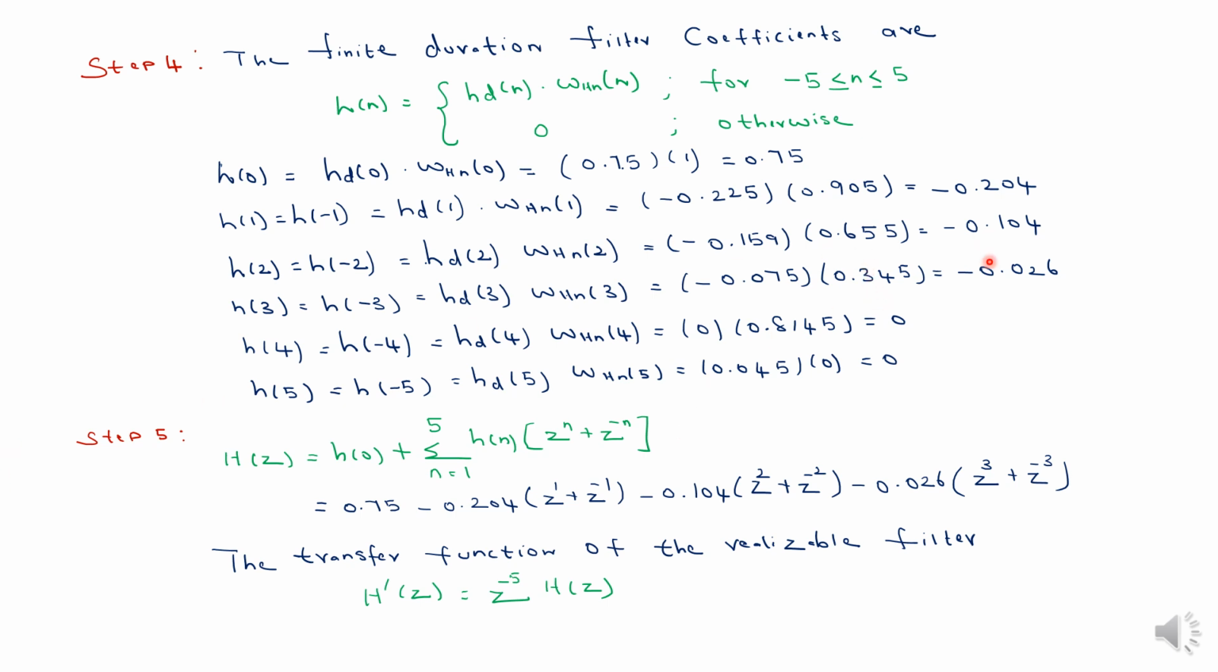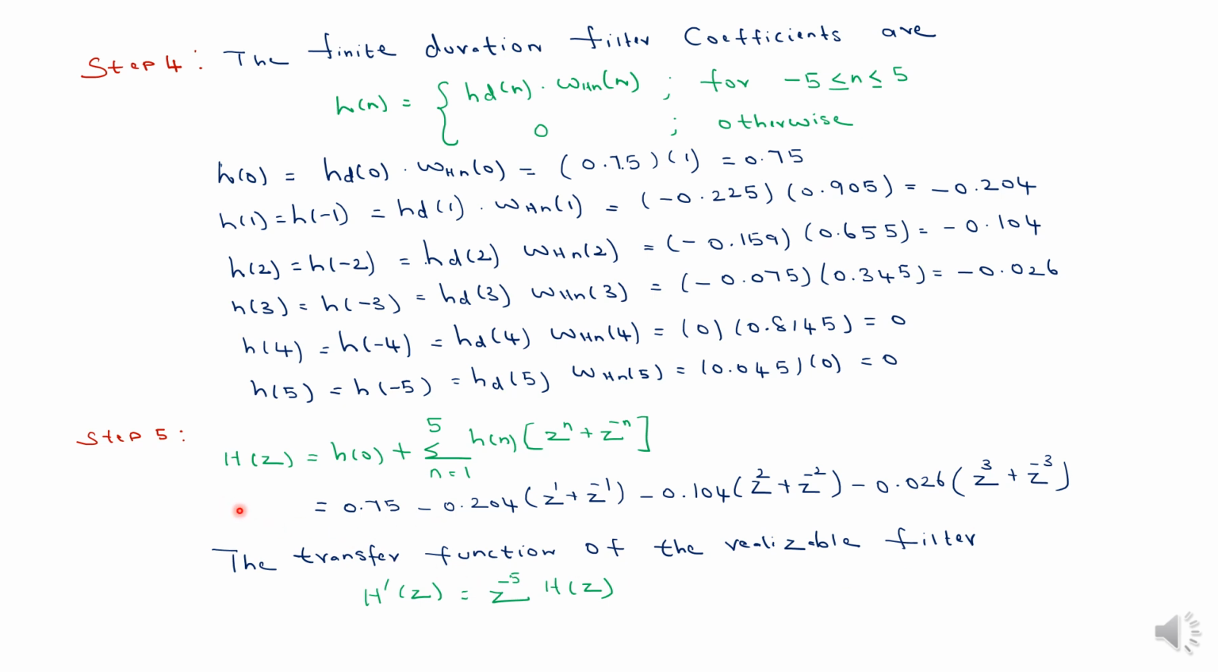The h of 1 value is minus 0.204. So I have substituted the h of 1 value here, plus h of 2 is minus 0.104, so minus 0.104 into z power 2 plus z power minus 2, plus h of 3 value is minus 0.026, so we have minus 0.026 into z power 3 plus z power minus 3. The h of 4 and h of 5 values are 0, so they are not written in here. So we have arrived at the transfer function.